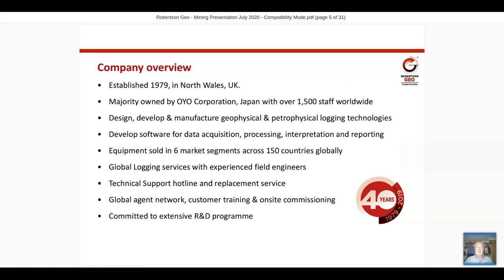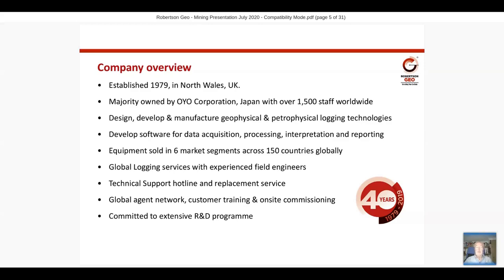So Robertson Geo, as I said, is located in North Wales in the UK. It was established in 1979 and was formerly Robertson Geologging. The company was rebranded a couple of years ago to the branding that you see now, Robertson Geo, to more reflect our multi-sector approach. The company is majority owned by the Oyo Corporation in Japan, which has over 1,500 staff worldwide.